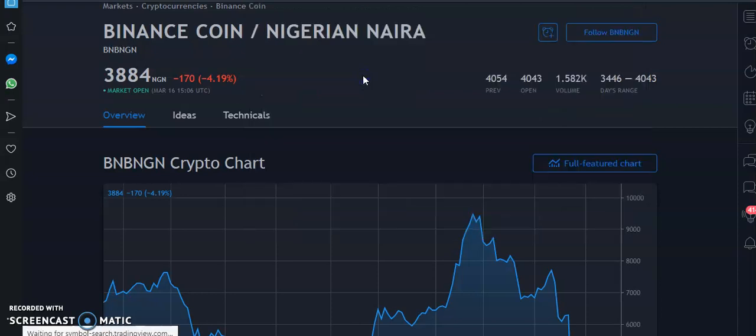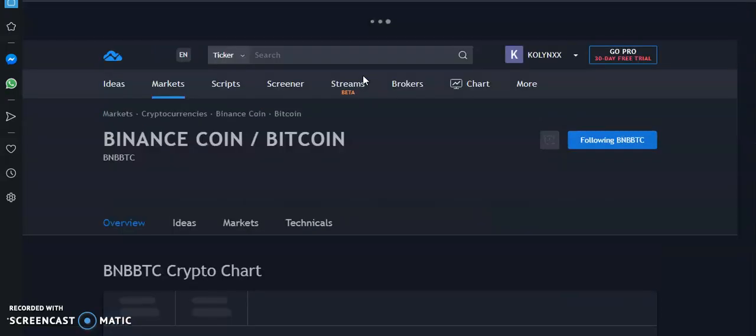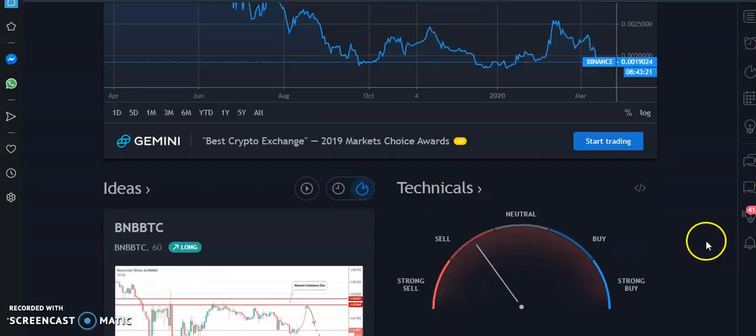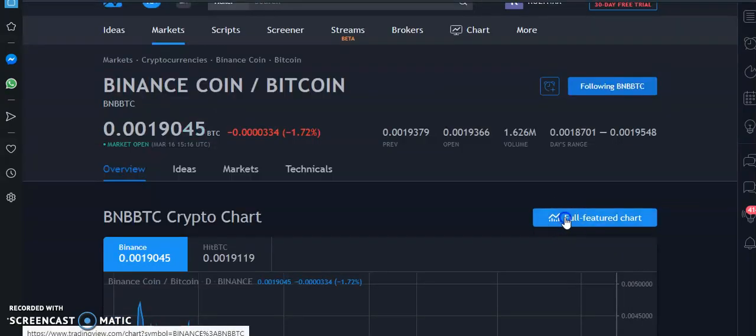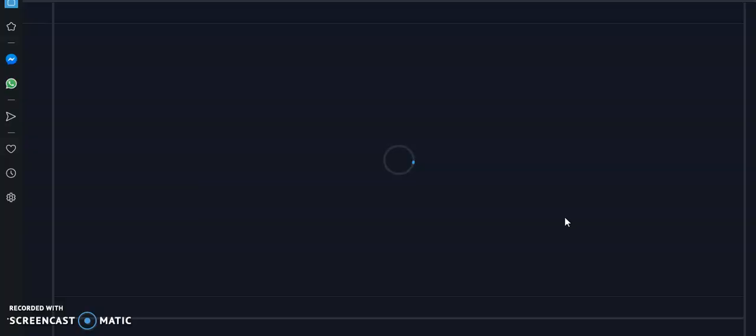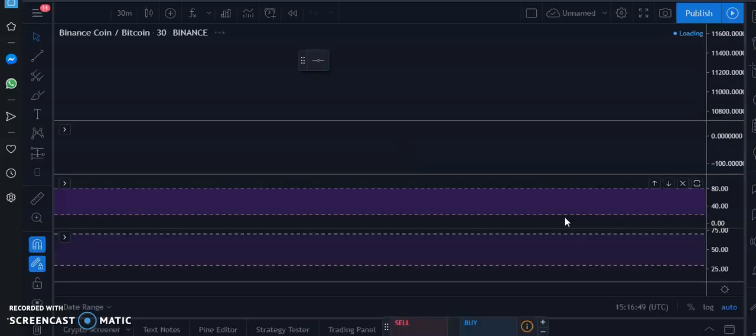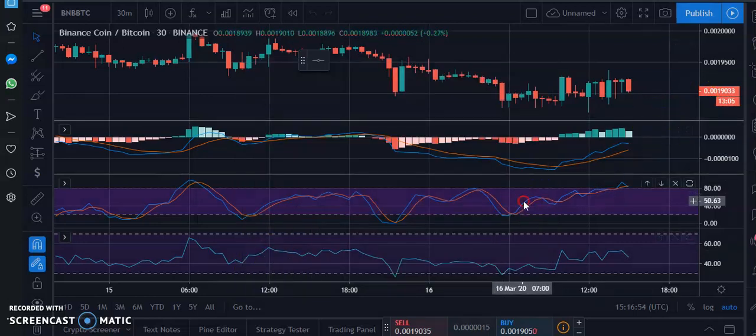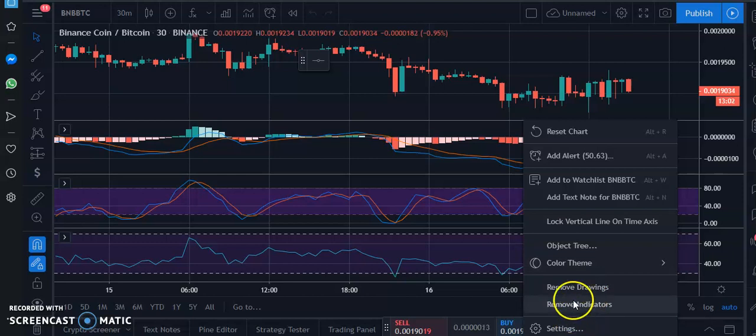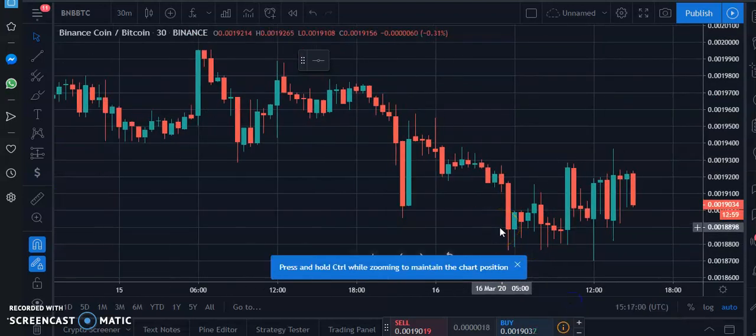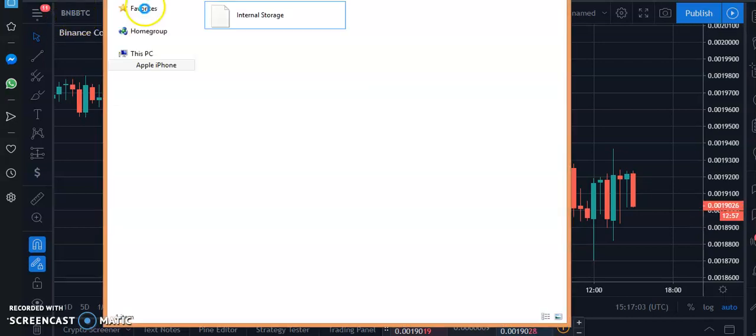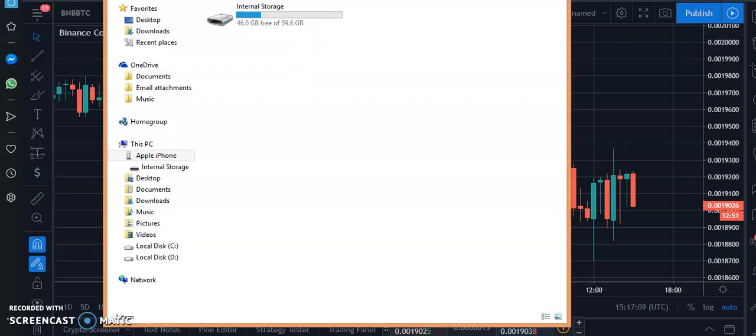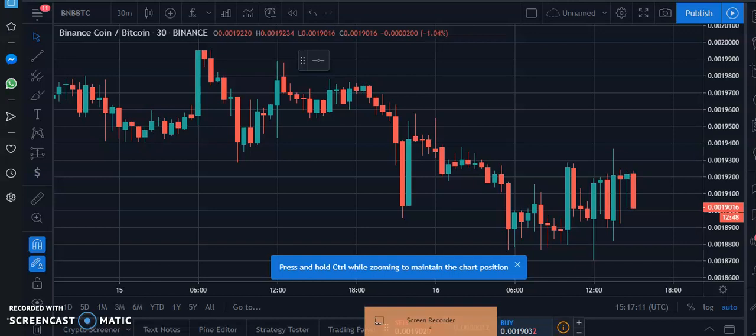This is for Bitcoin. Alright, we click on it and allow it to load. It loads and takes us to this place. Then we go to full featured charts and allow it to load. No thanks, I'm not really interested. Let me remove all these indicators that are here before that. So yeah, this is the chart of BNB BTC on Binance. This is how the chart looks.